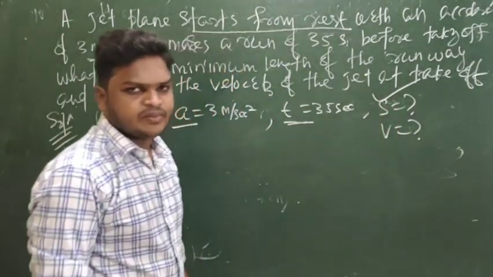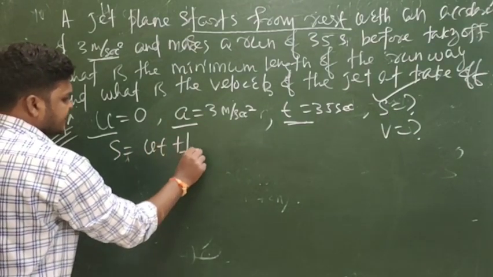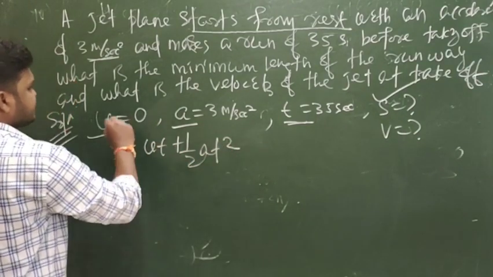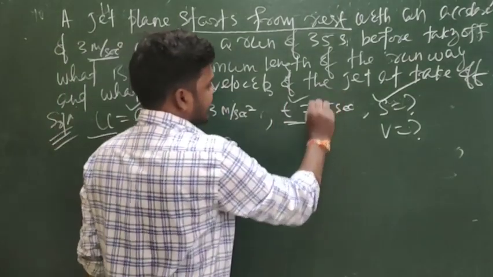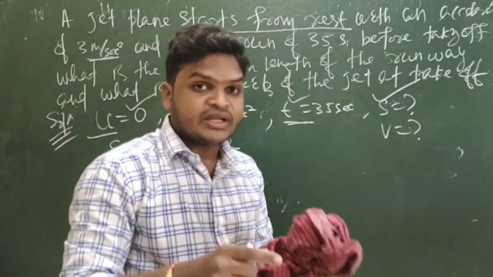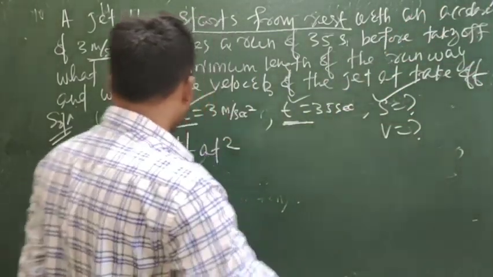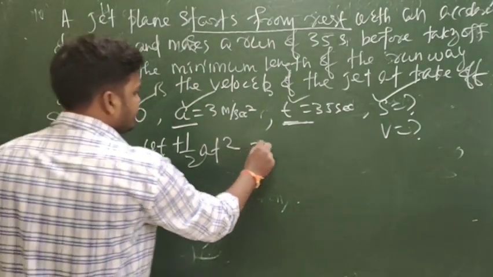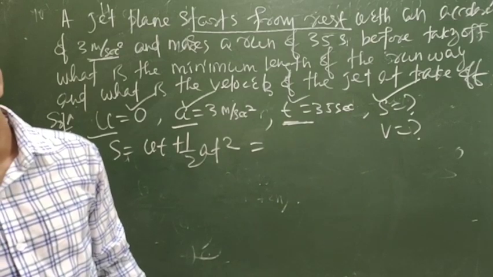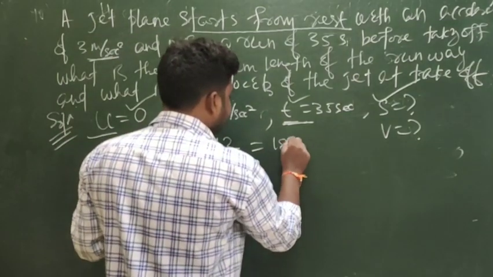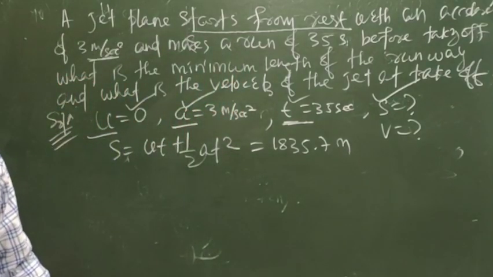So S is equal to ut plus half at square. You get easily this answer. Initial velocity is given, acceleration is given, time is given. Use all the values and finally you get the answer, 1837.5 meters.